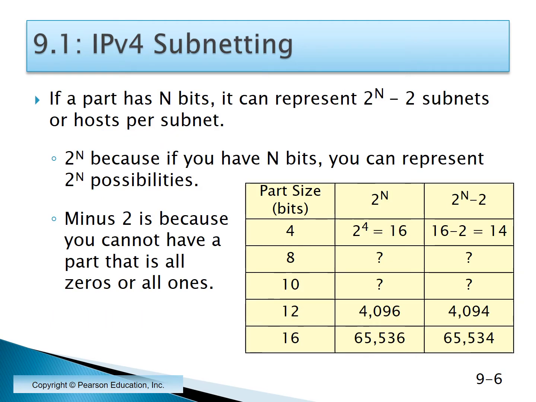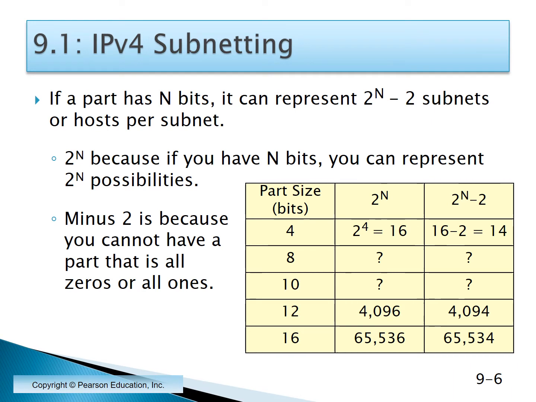For example, if a part has n bits, then you can represent 2 to the power n minus 2 subnets or hosts per subnet. So 2 to the power n, because you have n bits, right? That's the possible combinations when you have n bits. We do the minus 2 because you cannot have a part that is all zeros or all ones, because they are reserved for other purposes. Right. So for example, with your host part, you have like 4 bits. Then the possible combination is actually 16. But then minus 2, then you have 14 possible hosts that you can represent.